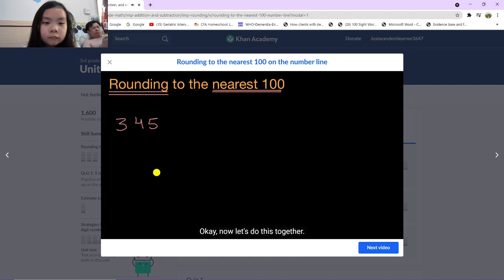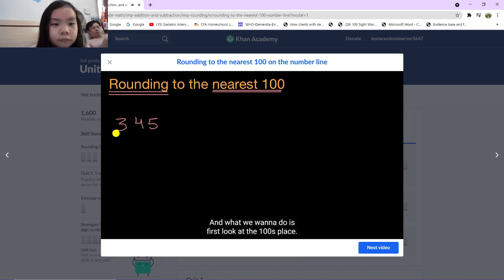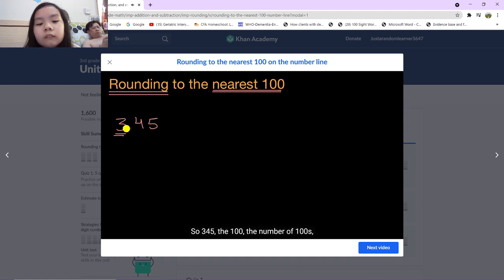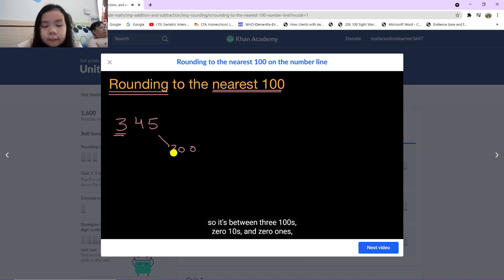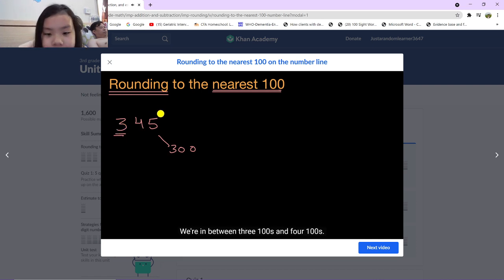Okay, now let's do this together. And what we want to do is first look at the hundreds place. And you can see 345 is 3 hundreds, 4 tens, and 5 ones. So 345, the number of hundreds that is right below 345 is 3 hundreds. So it's between 3 hundreds, 0 tens, and 0 ones. And then the number of hundreds that's right above this number is 400. We're in between 300s and 400s.